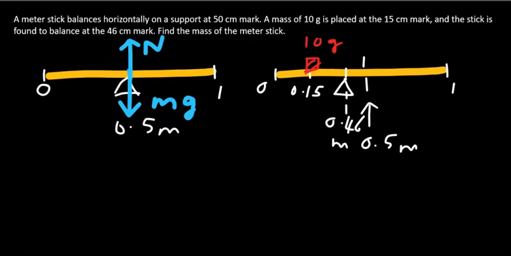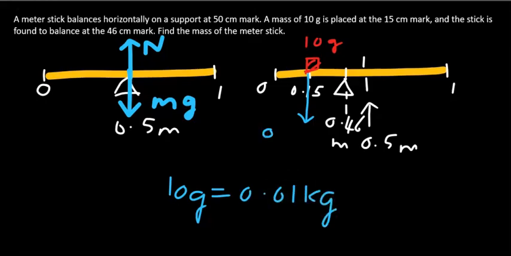So let's do a free body diagram on this second diagram here. The first is the weight of that 10 gram object. 10 grams is equivalent to 0.01 kg, which means the weight is 0.01 times gravity, in units of newtons.